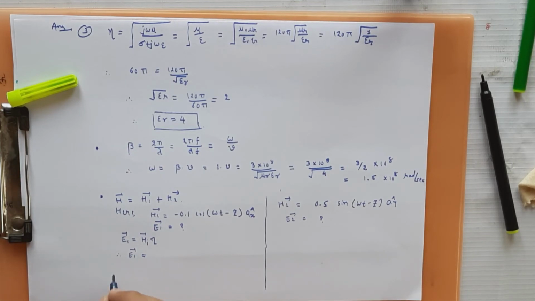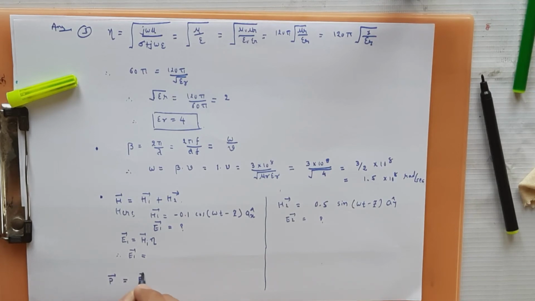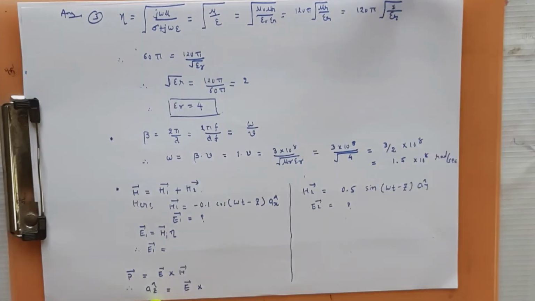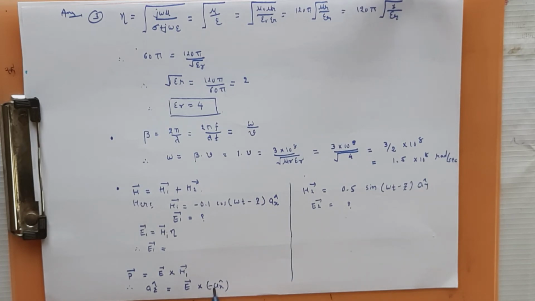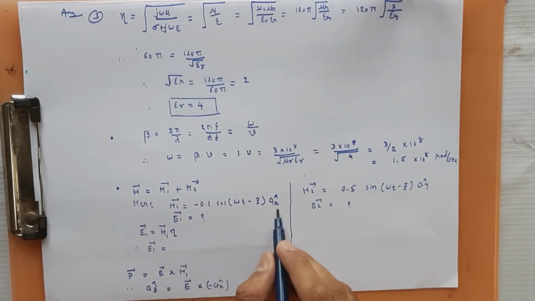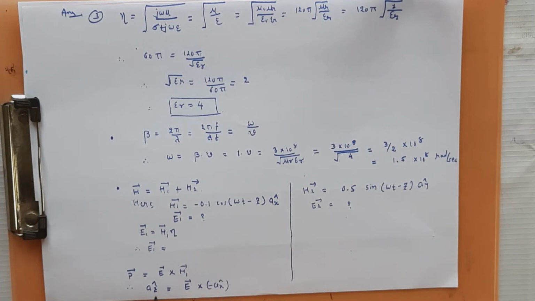Here we have to apply this equation. The propagation direction is the E cross H direction, or Poynting vector direction. So the propagation direction is the Z direction, E cross H1 direction. H1 direction is minus AX direction. Why is it negative? Because here minus 0.1 is given, so minus AX direction. So AZ is equal to E cross AX. So what should be the E direction? E direction is always in Y direction.